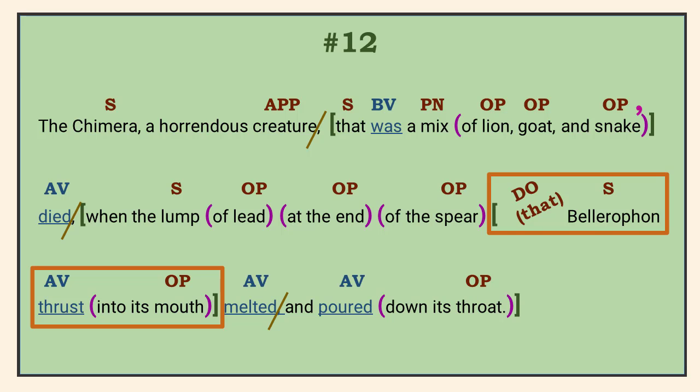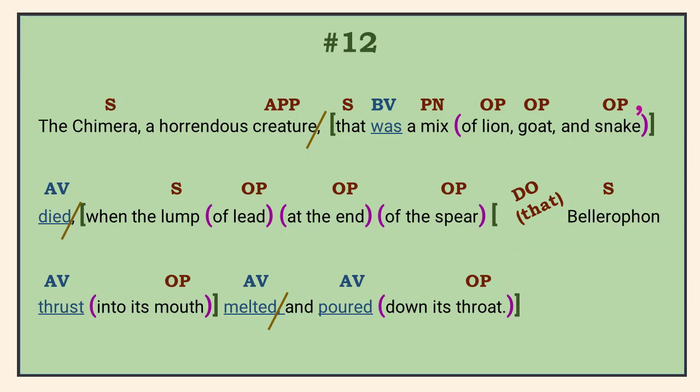The subject-verb combination of Bellerophon thrust into its mouth isn't joined to the rest of the sentence with a conjunction or punctuation, so we need to test for an implied relative pronoun. That would stand in for spear, and therefore function as the direct object in its clause. Because this relative clause is restrictive, limiting all the spear choices to this specific one with a lump of lead on its tip, no commas. Melted and poured are compound verbs and share lump as their subject, so we don't separate them with a comma.